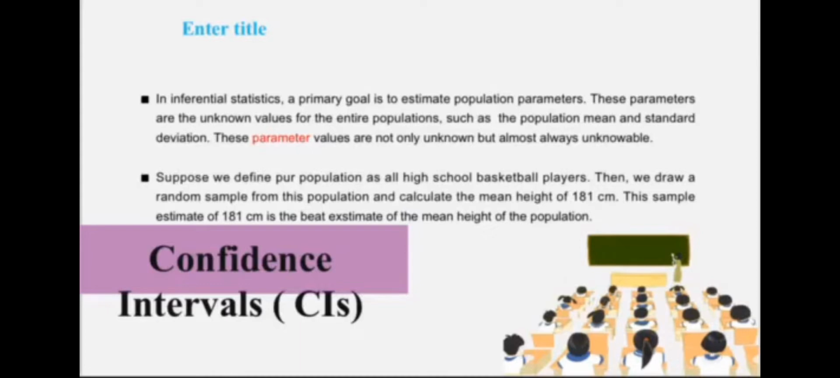Suppose we define our population as all high school basketball players. Then, we draw a random sample from this population and calculate the mean height of 181 cm. This sample estimate of 181 cm is the best estimate of the mean height of the population.